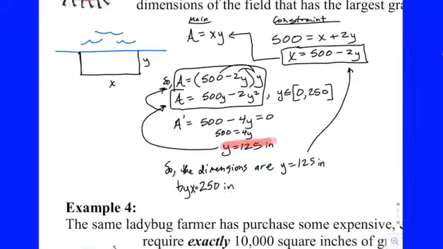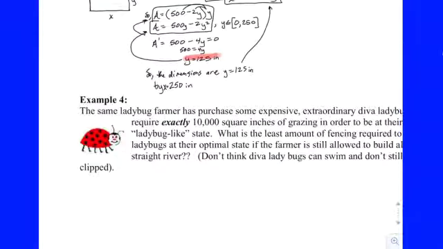That's pretty straightforward. All right, example 4. The same ladybug farmer from example 3. Y'all remember him? Yeah.